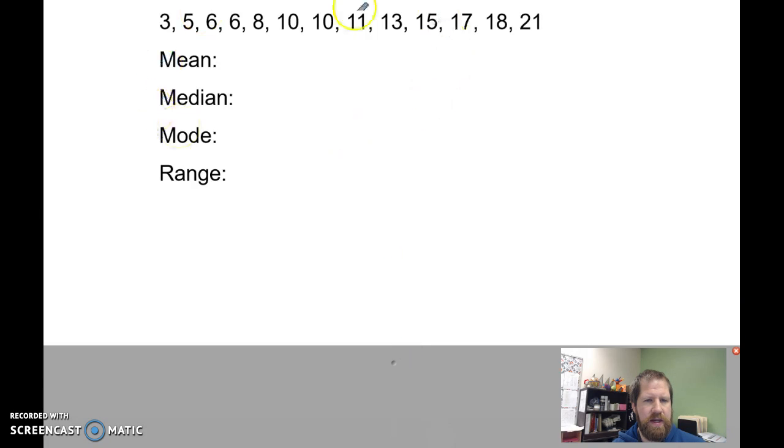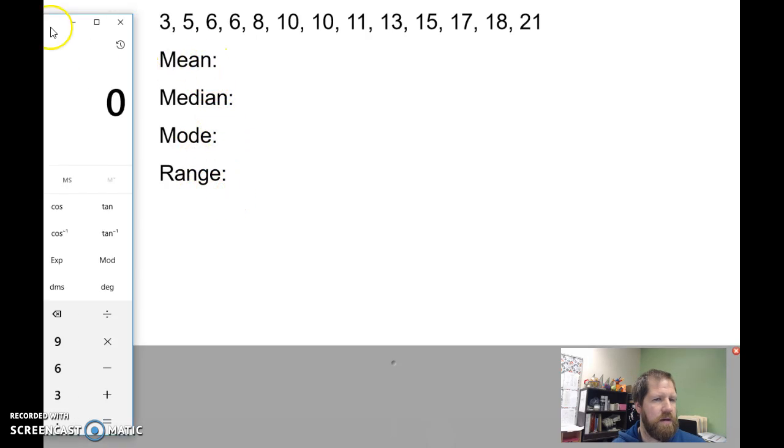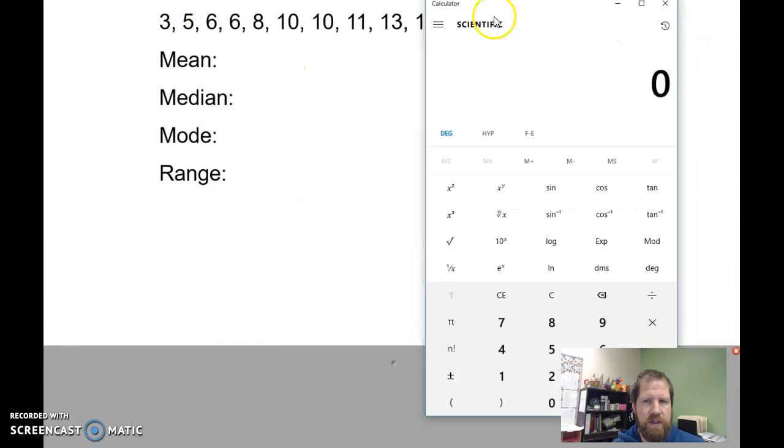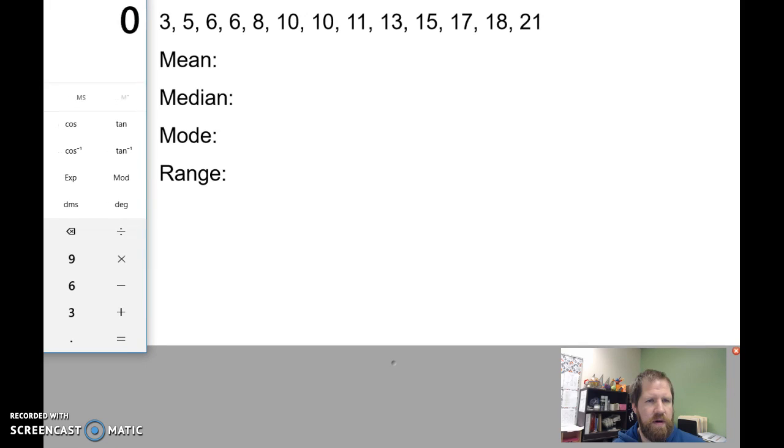Okay, so here I've got my data set. Alright, and to find my mean, median, mode, and range, I'm going to just go through and I'll start with mean. I'm going to have to do it off screen a little bit. I'm going to add up all my values. So I got 3 plus 5 plus 6 plus 6 plus 8 plus 10 and 10 and 11 and 13 and 15, 17, 18 and 21.